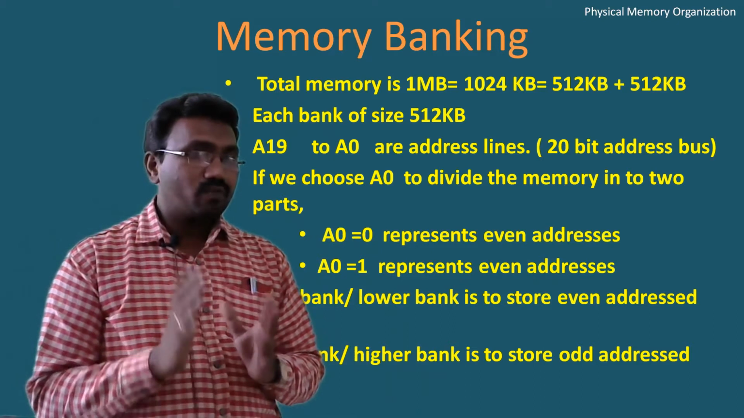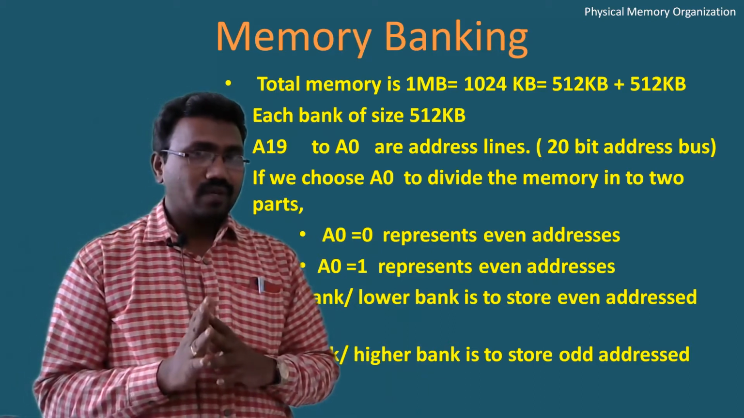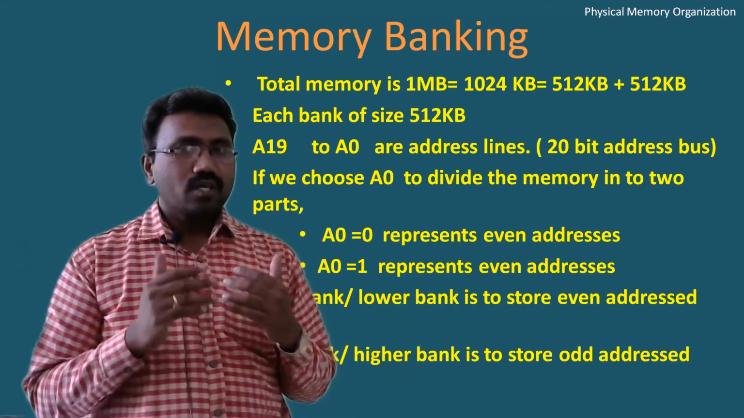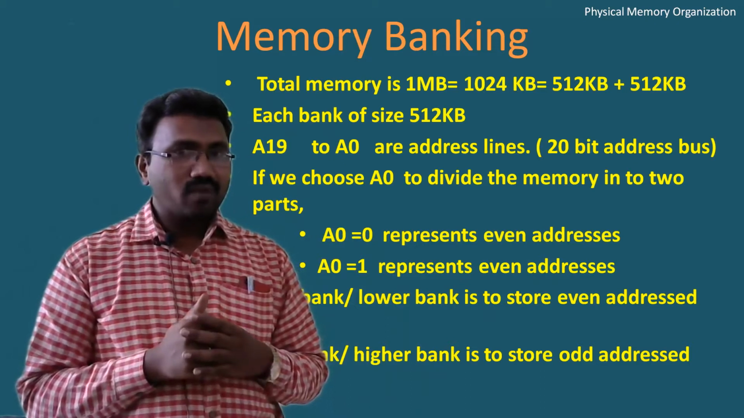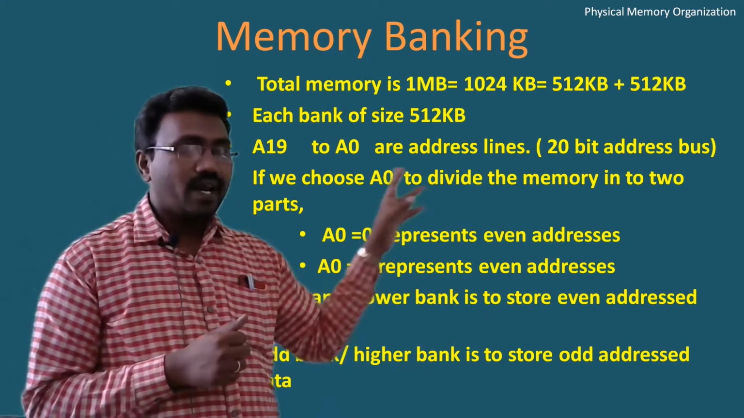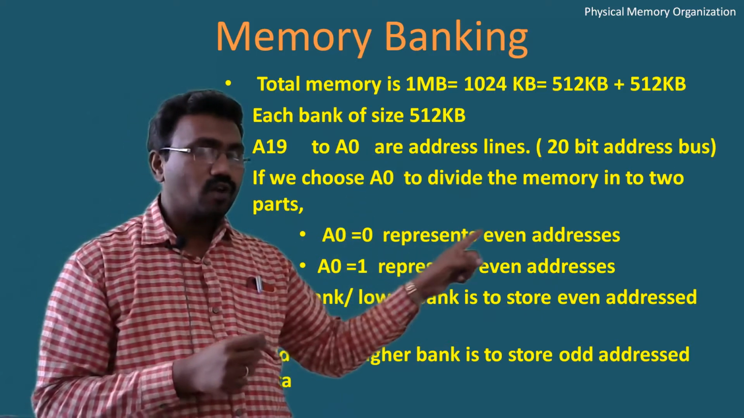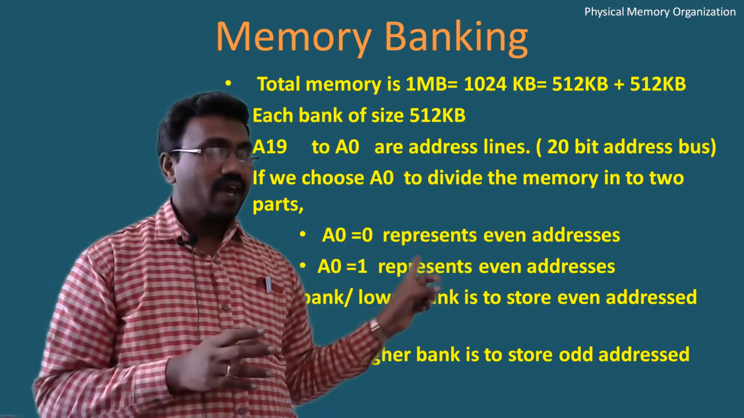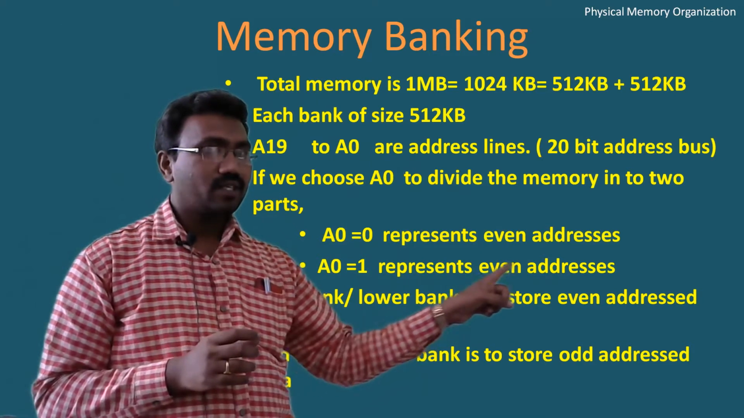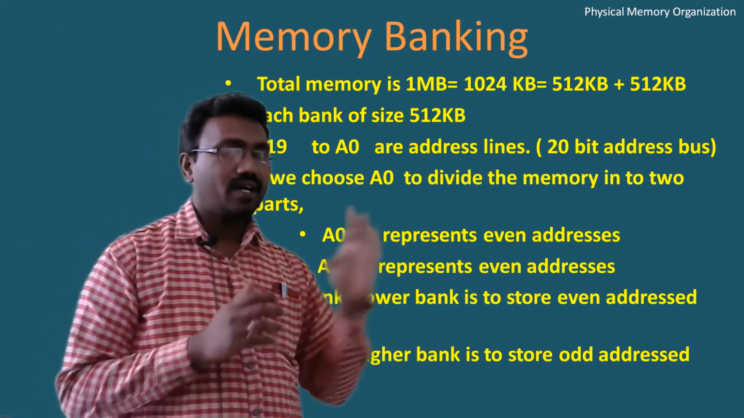The rightmost bit is 1, odd number. Rightmost bit 0, even number. The rightmost bit is 1, odd number. In the A0 to A19 20-bit address, A0 is the rightmost bit. So A0 equal to 0 represents even addresses. If A0 is equal to 1, small correction, not even, odd addresses, okay.